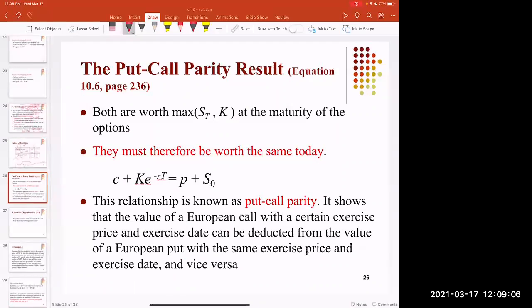So we get put call parity. The relationship is called the put call parity. It shows that the value of a call with a certain exercise price and exercise date can be deduced from the value of a put with the same exercise price and exercise date. So basically, the application you can get from put call parity is to either calculate the C based on the P, or calculate the P based on the C.